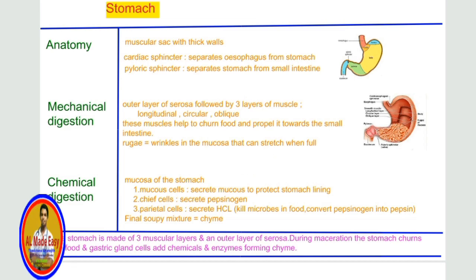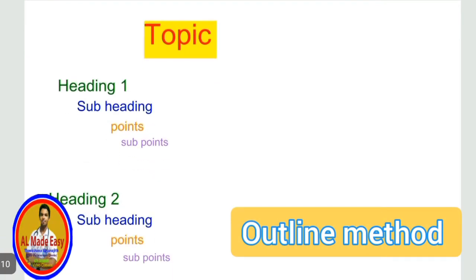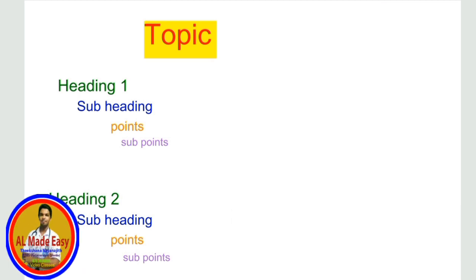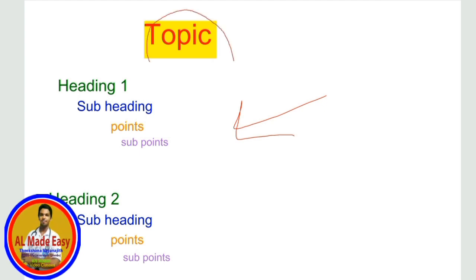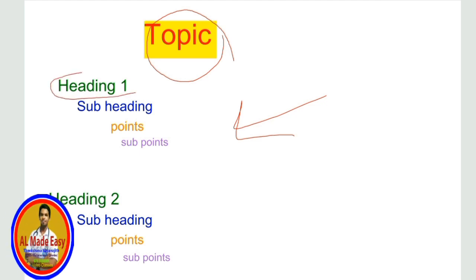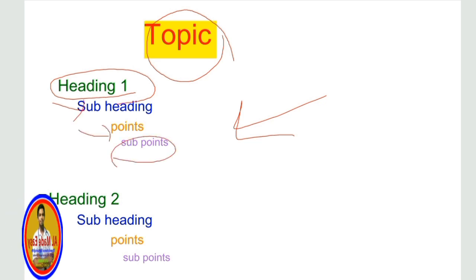Okay, then we will move on to our next method, that is outline method. It's very easy to understand. This is the structure. Put the topic in the middle of the top. Then we arrange heading. That means that's like the subtopic. Then subheading, points and subpoints.